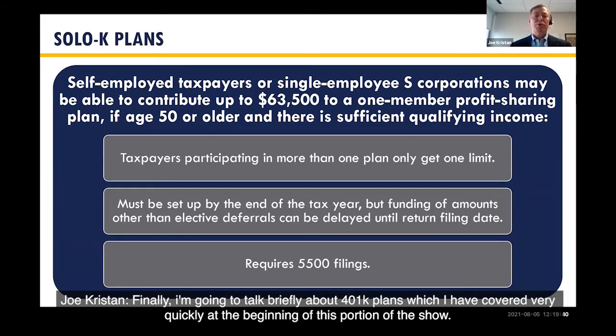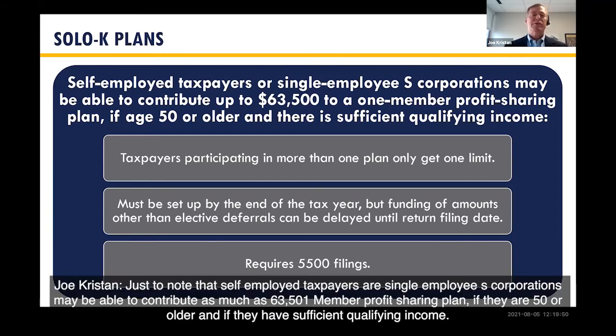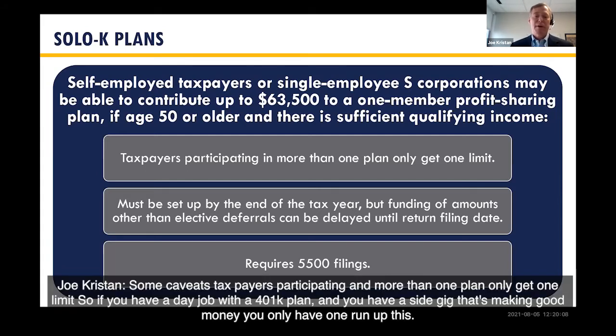Finally, I'm going to talk briefly about 401k plans, which I've covered very quickly at the beginning of this portion of the show. Just to note that self-employed taxpayers or single employee S corporations may be able to contribute as much as $63,500 to a one-member profit sharing plan if they are 50 or older and if they have sufficient qualifying income. Some caveats: taxpayers participating in more than one plan only get one limit.